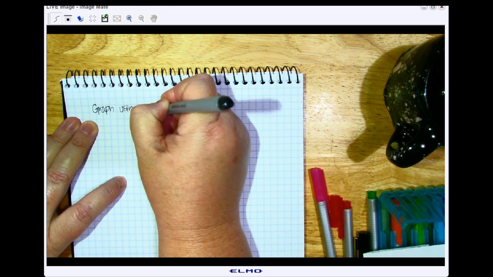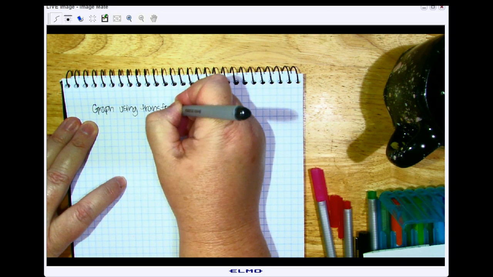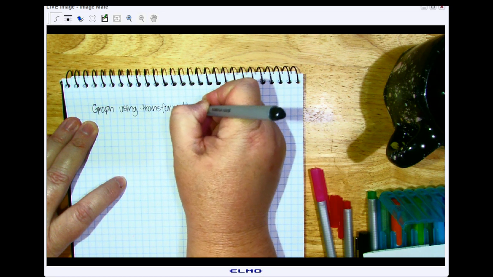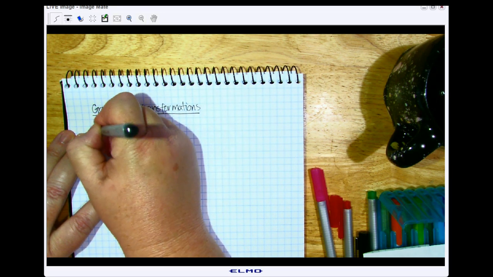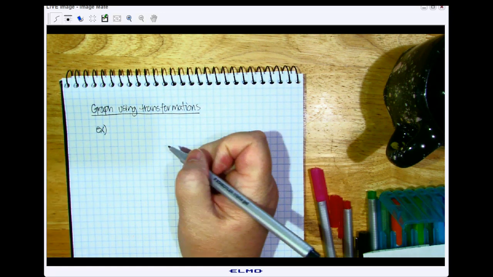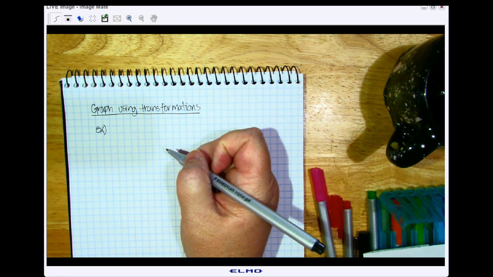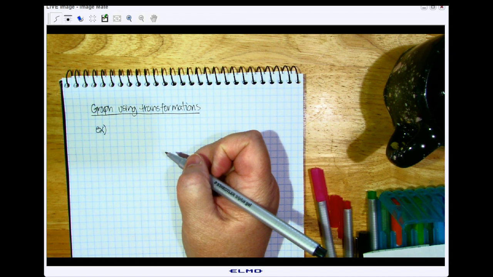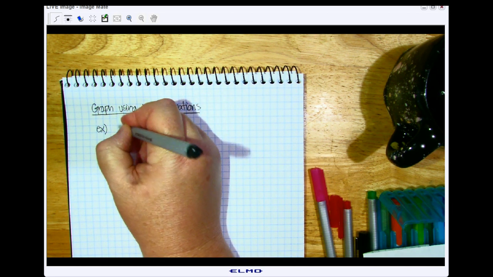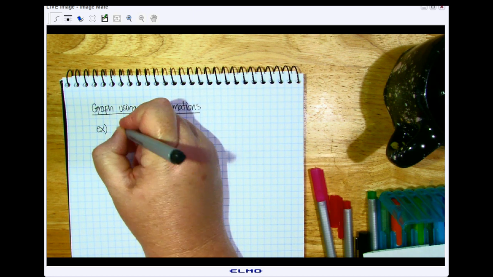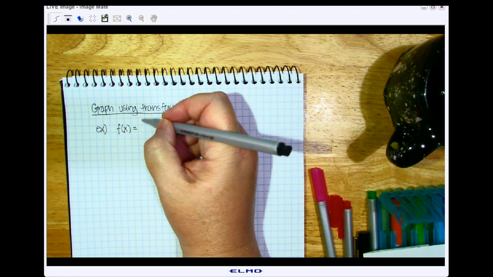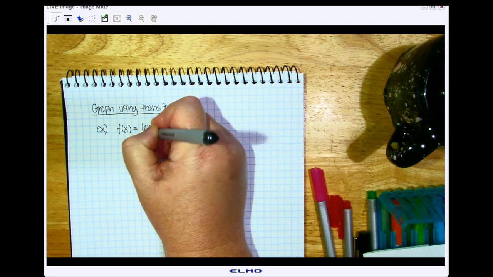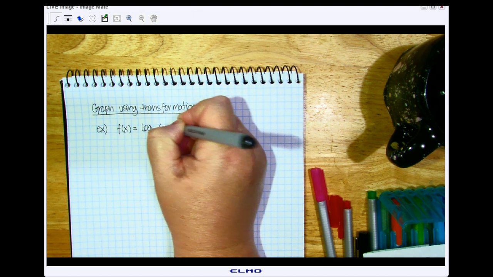The transformations can be used just as they were before. So we want to graph using transformations. Let's try a couple of these guys. Let's let f of x be equal to log base 2 of x minus 4.